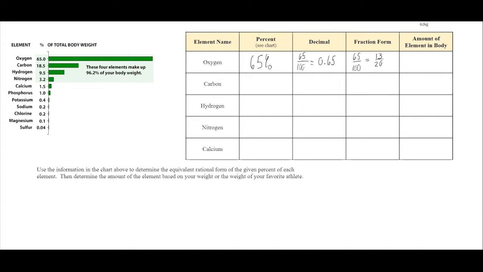To find the amount of the element in the body, we take a body weight, in this case 62 kilograms, and we multiply it by the percent. I'll use the decimal form here, which is 65 hundredths. 5 times 2 is 10. 5 times 6 is 30, plus 1, 31. Add the 0. 6 times 2 is 12. 6 times 6, 36, plus 1 is 37. Adding these together, we get 40 and 3/10 of a kilogram.